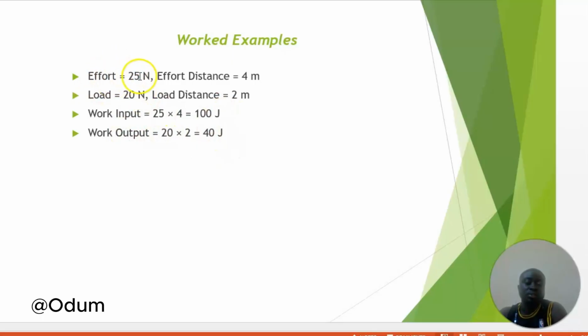The effort, since it's a force, newtons. The effort distance is in meters. Load is a force, 20 newtons. Load distance, 2 meters. So when you substitute the effort and the effort distance, you're going to get 100 joules for work input. When you substitute the load and the load distance for work output, you're going to get 40 joules for work output.